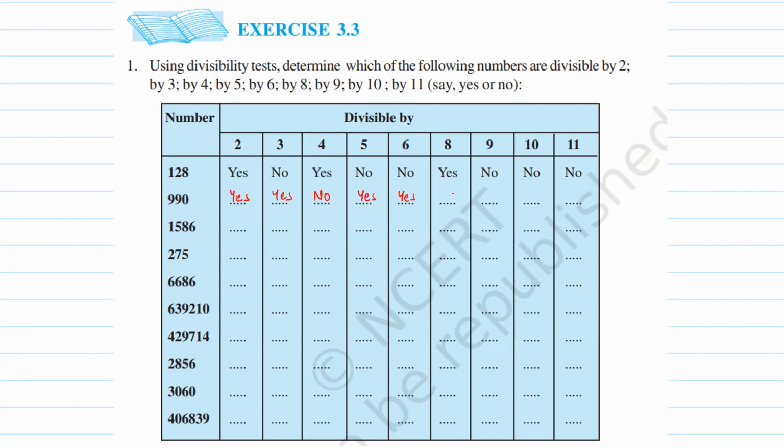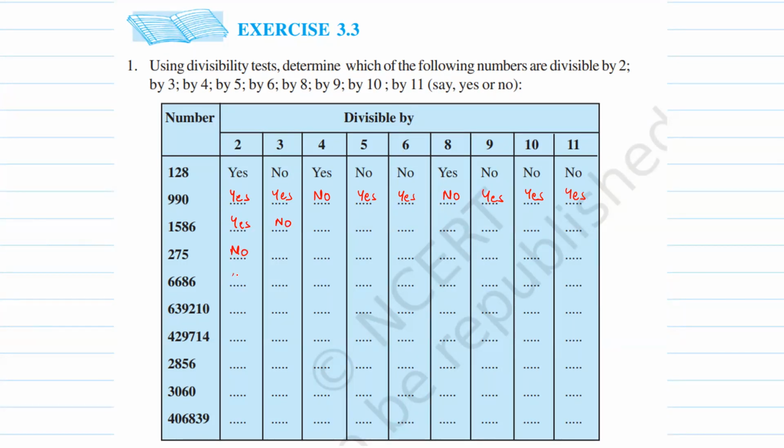For 8, it will be no because the last three digits, which is 990 only, is not divisible by 8. For 9, it will be yes because the sum is 18. For 10, yes because it has 0 in it. And for 11, yes because when we add 9 plus 0 minus 9, it comes as 0, a multiple of 11. Coming to this, let's just fill it. Yes, then no. Okay, let's see first of all by 2.